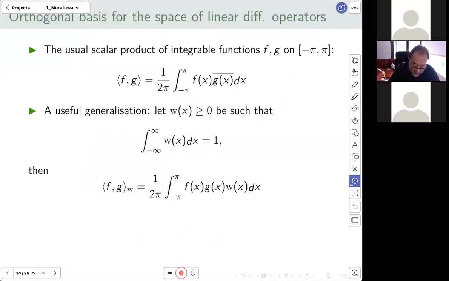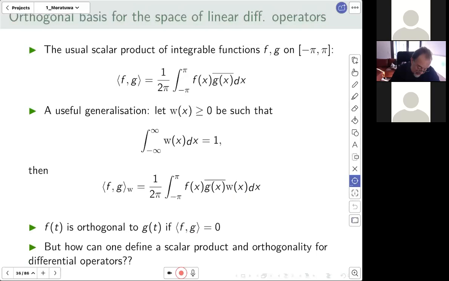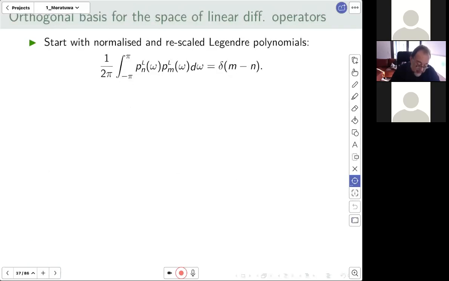And then you can form a scalar product in which this product of the functions is multiplied by the weight, right? So essentially you are giving different weights for different frequencies, because we will be applying this in the frequency domain. And just to remind you, f is orthogonal to g just in case the scalar product is 0. So how can we then find an orthogonal basis for the space of linear differential operators?